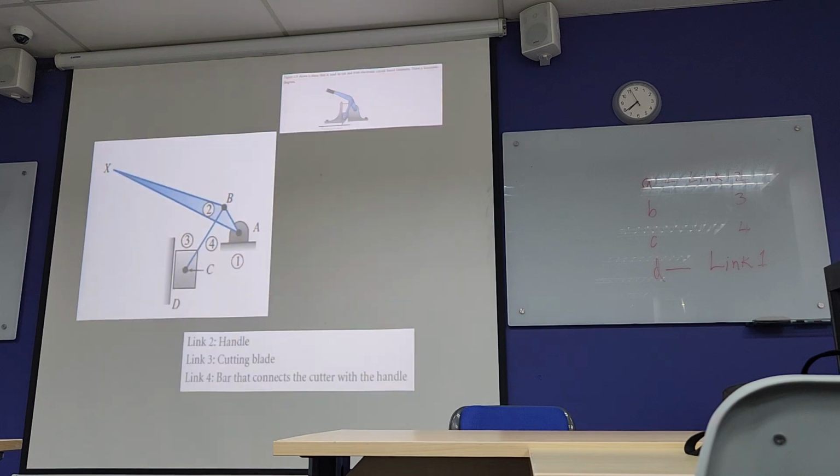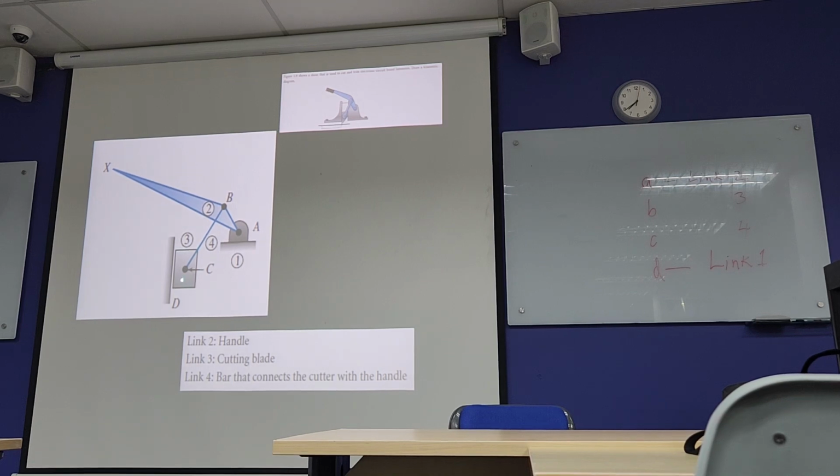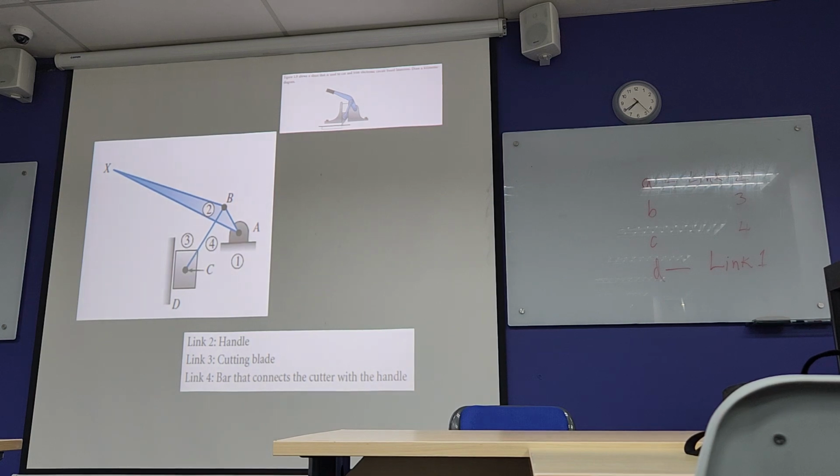Alright, so I'll just go through. You can draw something like this. Here is the slider. So link 3 is the cutting blade. This is link 2, which is the handle. And this is the ground link. So again, a 4-bar mechanism, a 4-bar linkage.